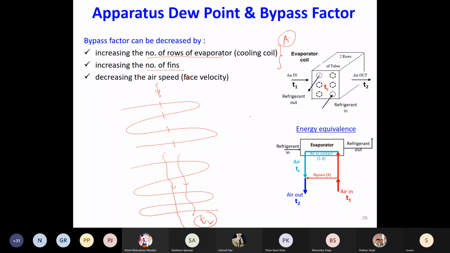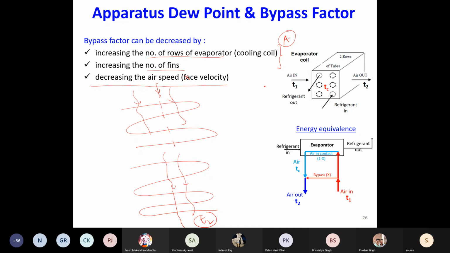Or similarly, if you increase the number of fins, you are going to increase the thermal area which comes in contact between the heat exchanger and the incoming air, and you are going to have a similar effect. Whereas if you decrease the air speed, then also you increase the effectiveness of the heat transfer process because you have lesser mass flow rate of air.